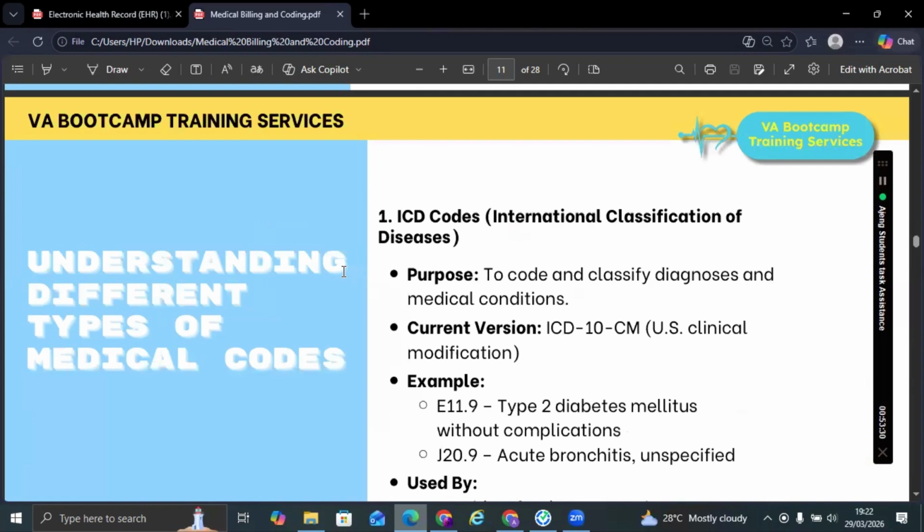Firstly, ICD codes, International Classification of Diseases. The purpose is to code and classify diagnoses and medical conditions. And then the current version, ICD-10-CM, is the US clinical modification.